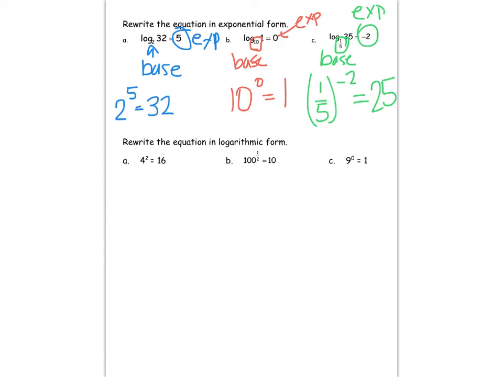Okay, what if we do these the other way? We need to find out the base. The base is what holds the exponent. Wow, I totally missed right there.